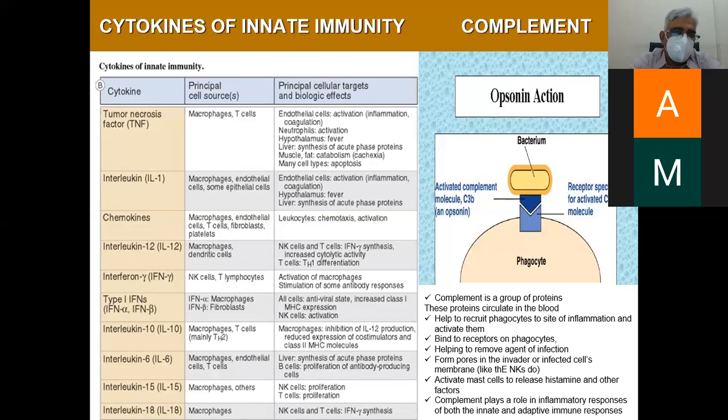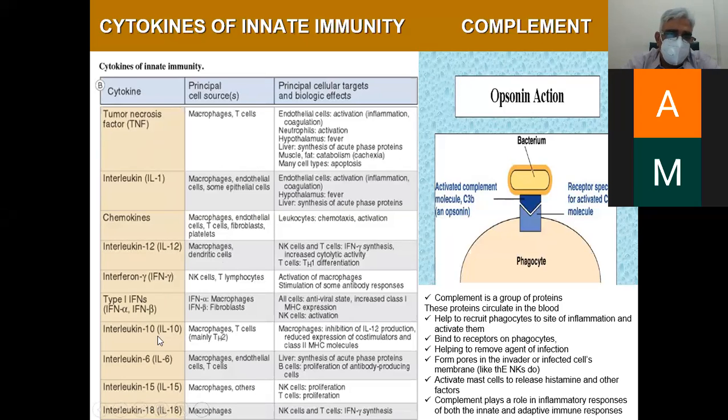So one was tumor necrosis factor, others are the different types of interleukin 1, 12, 10, 6, 15, 18. These are different types, and the principal cell source: all interleukins are secreted by the macrophages and T cells, NK cells. Tumor necrosis factor, obviously, is from macrophages and T cells; interleukins from macrophages and neutrophils, macrophages and dendritic cells, macrophages and T cells. Macrophages.